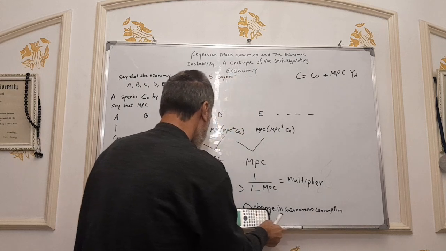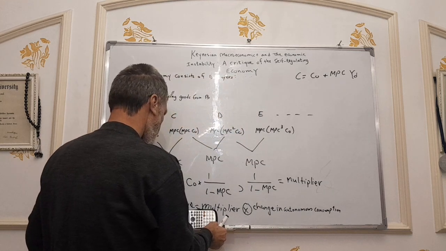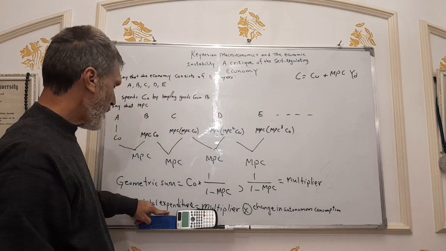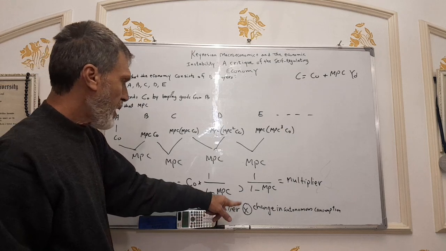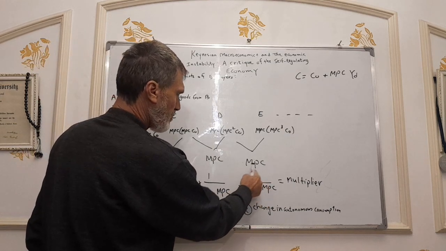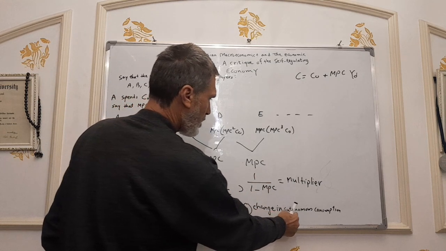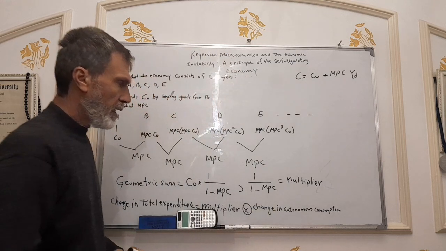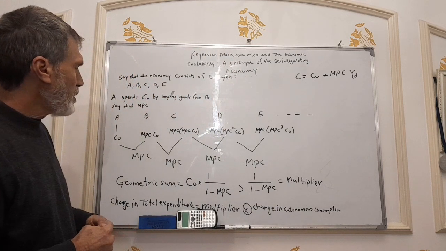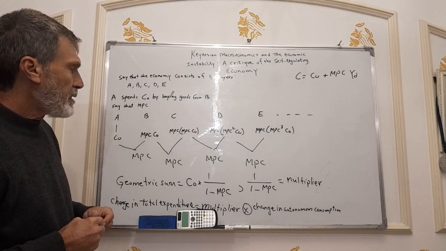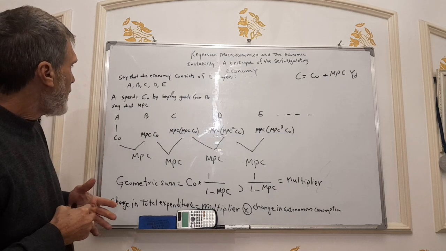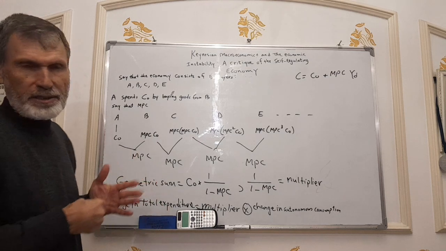Okay. So change in total expenditure equals the multiplier times the change in autonomous consumption. So as you can see here, we derive this formula, and so this is the multiplier process.